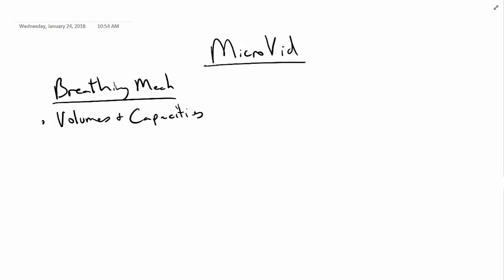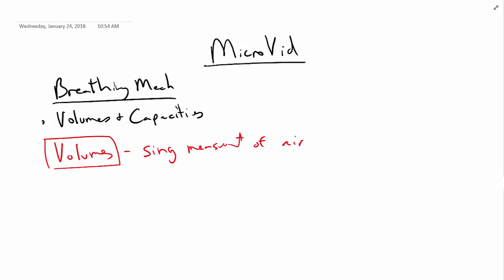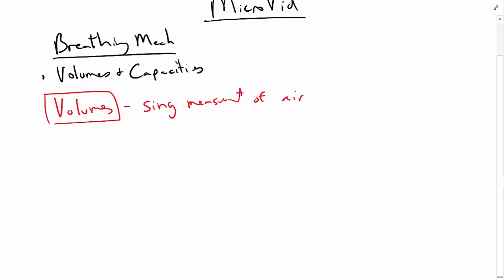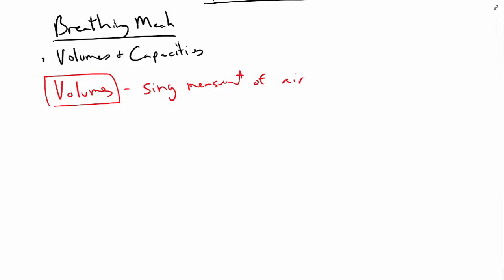So let's talk about volumes first, okay? So volumes refer to a single measurement of air in regards to the respiratory system. So for example, let's move this up a little bit. When we're talking about volumes, one type of volume is called tidal volume.